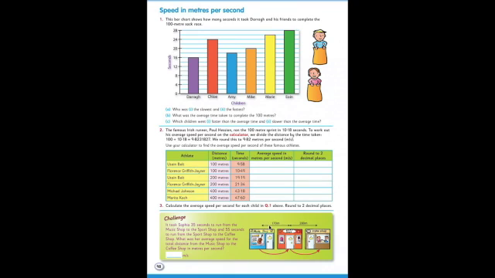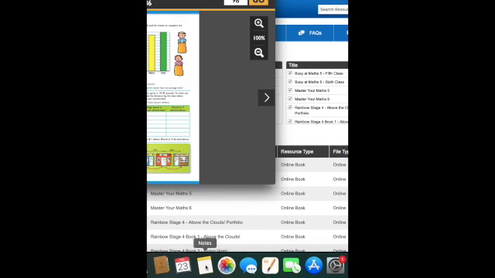So there's the total distance. You have to add those together for the total distance. You have to add those two amounts for her total speed, and then you can find out her average speed by dividing distance by time.